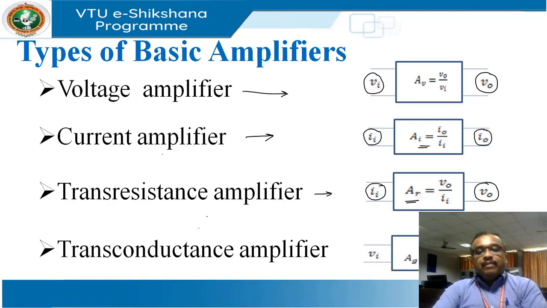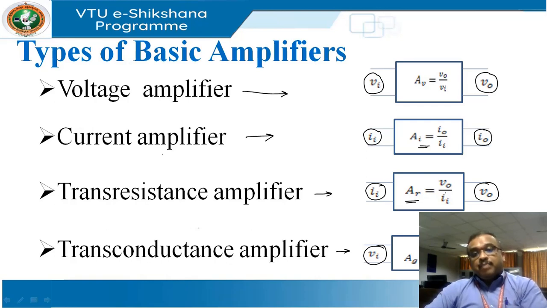And lastly, we have something called a trans conductance amplifier, which is the inverse of resistance. So at the input you will have a voltage quantity and at the output you will have a current quantity. And the gain is I0 divided by Vi. Remember, in the last two amplifiers, we are using the word trans because we are trying to relate the output voltage or current to the input current or voltage respectively. In the third case, trans resistance amplifier, output voltage versus the input current, correct?